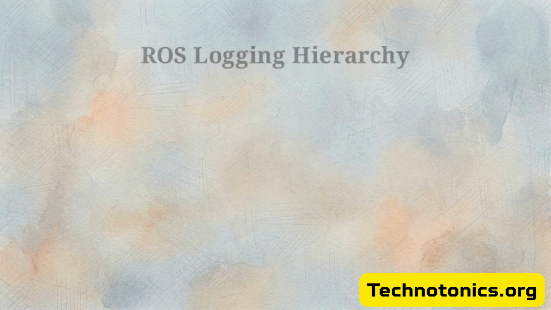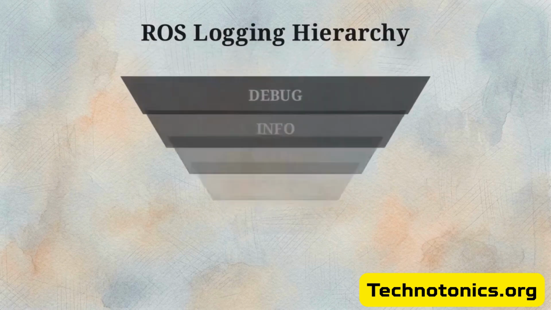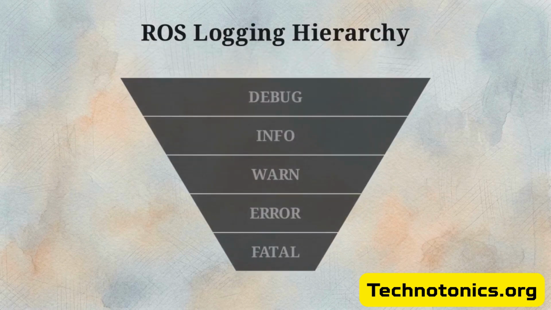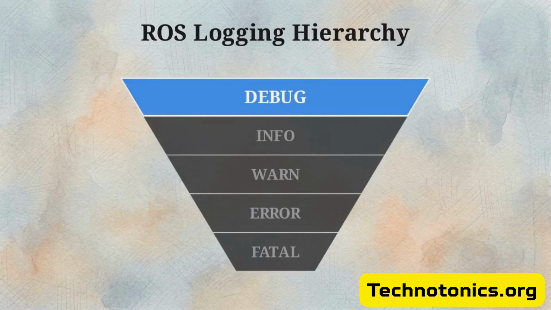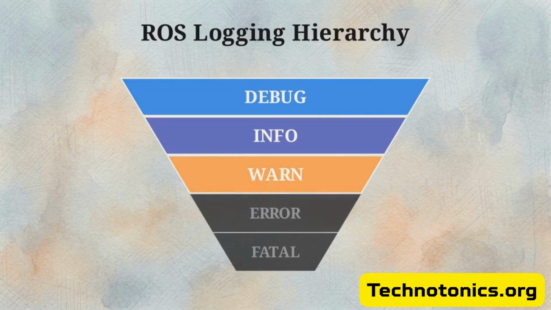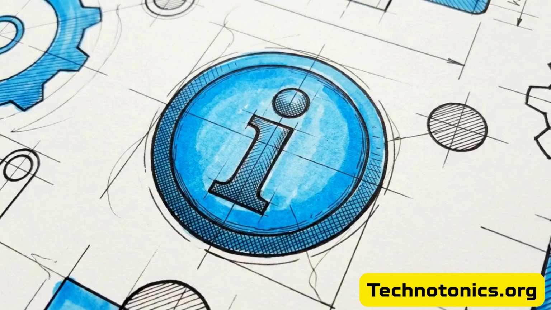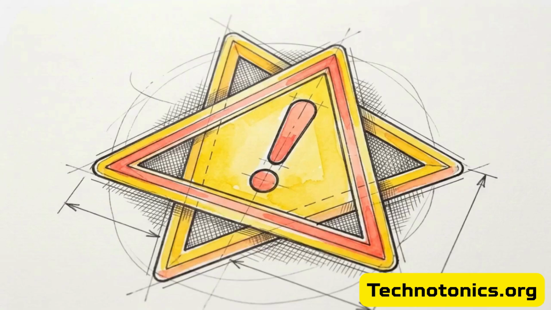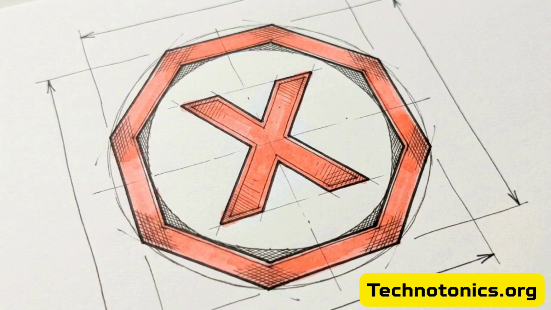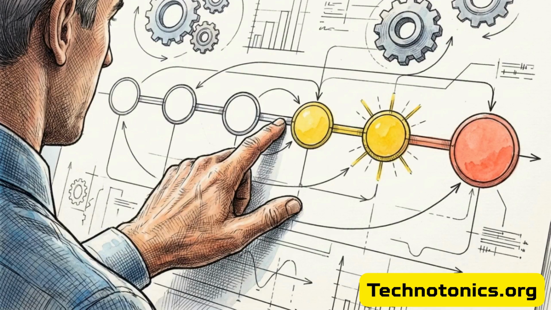To diagnose these failures, we use the ROS logging hierarchy. This funnel shows the levels of severity: debug, info, warn, error, and fatal. We use log info for general status, log warn for non-critical anomalies, and log error for faults that require an operator to intervene. This logging structure creates a record of the events leading up to a failure, providing the data needed to troubleshoot unpredictable hardware issues.